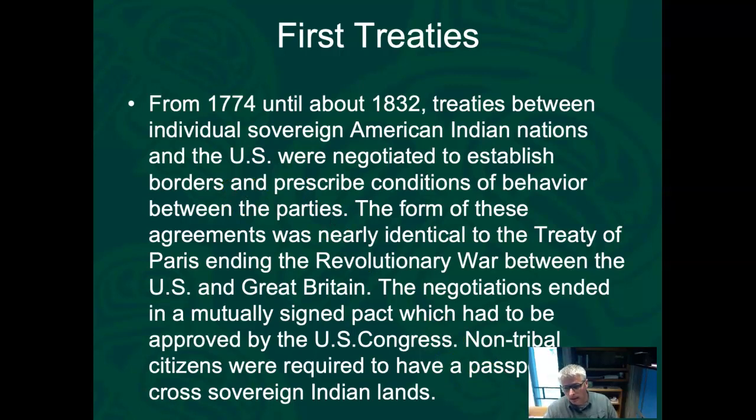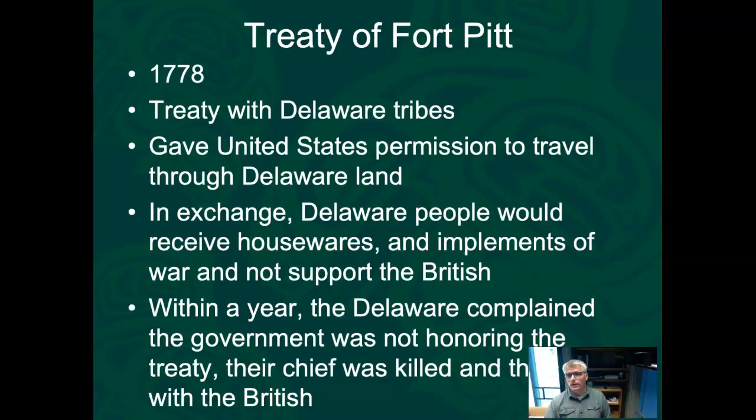However, that's not to say that the first treaties went all that well either. One of the first treaties is the Treaty of Fort Pitt, signed in 1778. This is a treaty with the Delaware tribes, and it gave the U.S. permission to travel through Delaware land. In exchange, the Delaware people would receive housewares and implements of war and not support the British. So the agreement is, if we're allowed to pass through your territory, we'll provide some housewares and implements of war, meaning firearms. In exchange, you will not support the British.